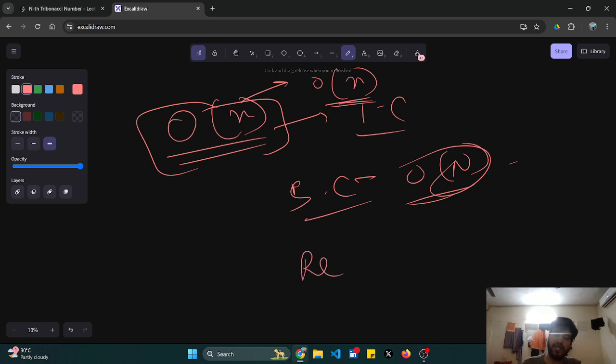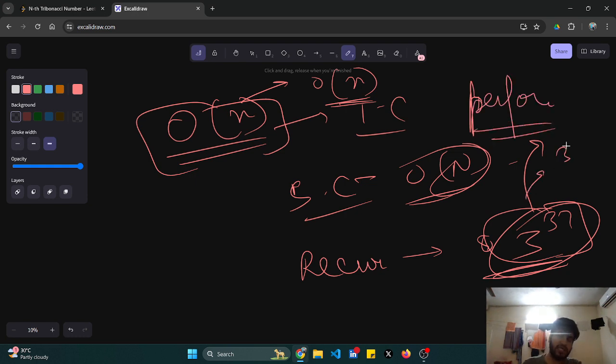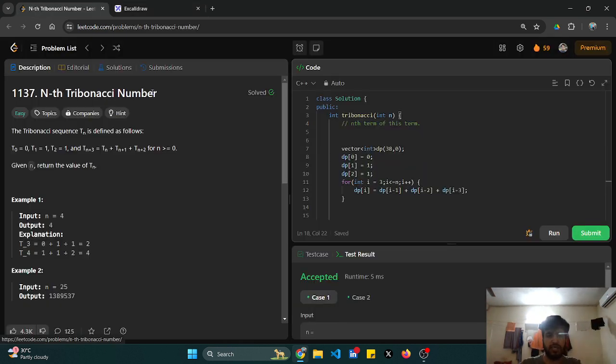And if we had gone to the recursive approach, we would have a time complexity somewhere close to 3 raised to the power 37. I don't have time to perform so many calculations, because the online compiler doesn't allow me to do so. So 3 raised to the power 37 is avoided by dynamic programming. So this was all about the question, Tribonacci number. It was a variation of the Fibonacci number.